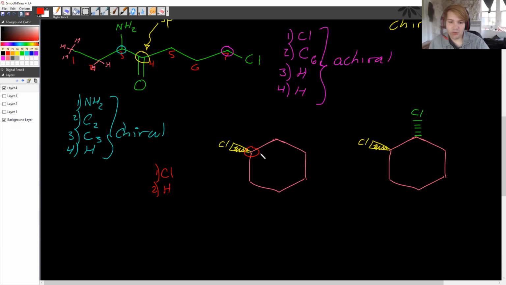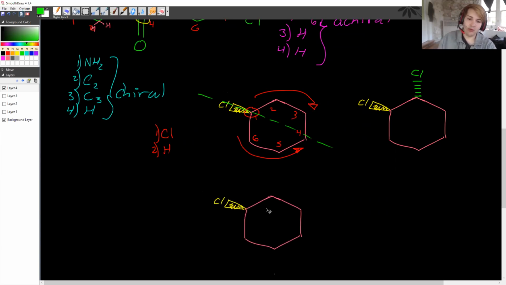But if we call this 1, 2, 3, 4, 5, 6, what we notice is that carbons 2, 3, and 4 are the same as carbons 6, 5, and 4. So both of these pathways are exactly the same. If your pathways are exactly the same, it's probably because you have a plane of symmetry going on. So we do not have 4 unique groups, because of symmetry. So again, remember that the first check is checking for symmetry.